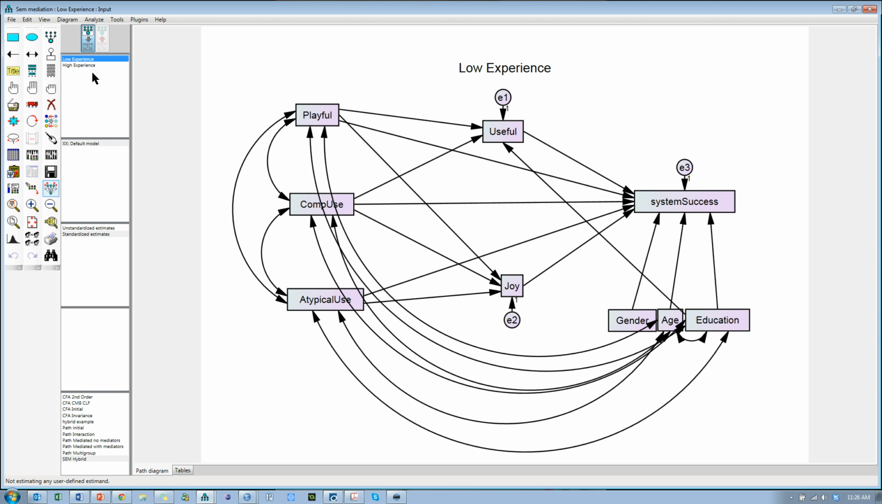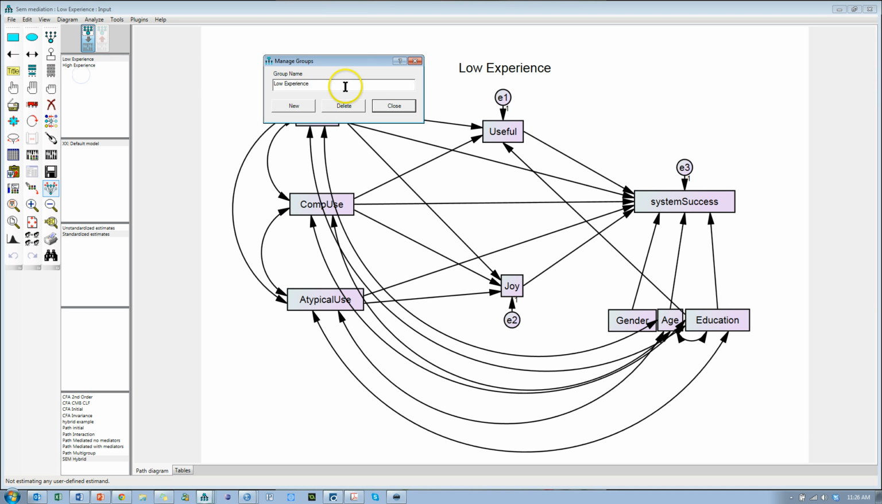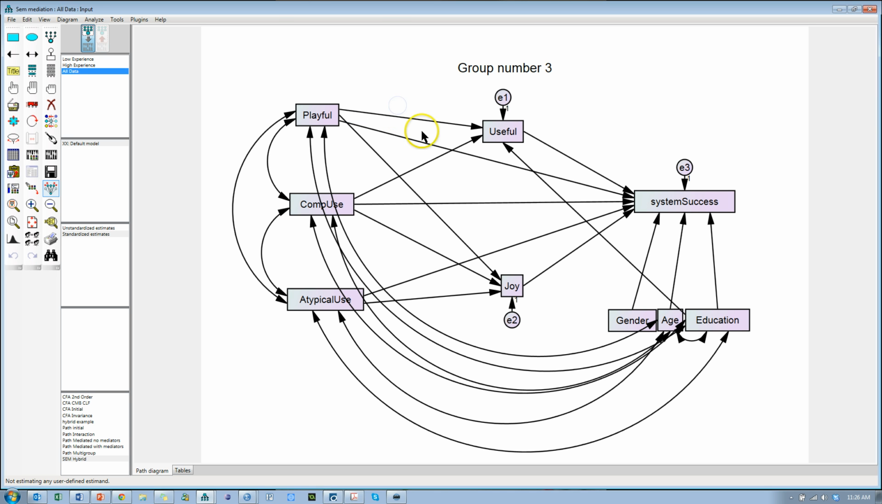Is there a quick way to move away from the high and low if you want to go back to the total data? Yeah, you can actually just add a third group in here. If you want, double click and do new, all data. Okay, close. And then there it is, all data. And we'll do it over here too.